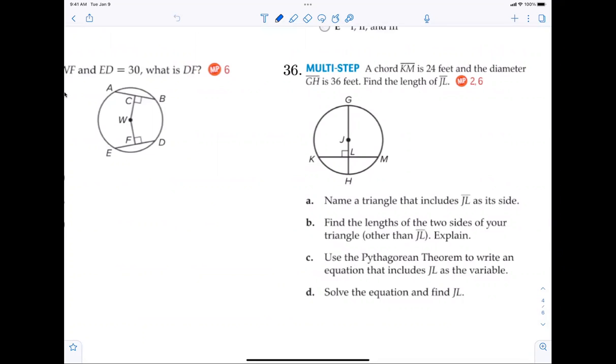A chord KM is 24. Now it says it's perpendicular, right? So automatically I can write down 12 and 12. That's what I think is important. And the diameter is 36. So immediately I can understand that I can't put 36 in, correct? So I know that the radius is what?